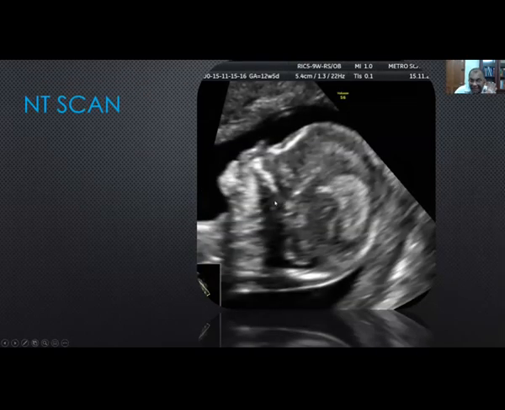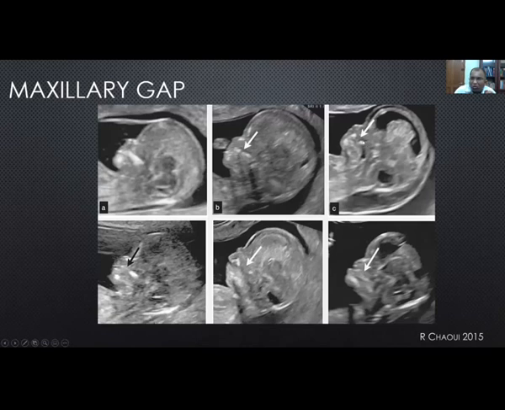The same with every NT scan image shows us the hard palate. Hard palate evaluation should be part of our NT scan. And in every NT scan, the mid-sagittal view shows us the intactness of the hard palate. So now, if there is a deficiency of more than 1.5 millimeter, this is a normal image for comparison. There's a deficiency of more than 1.5 millimeter. It is called a maxillary gap, and it increases the risk, or it can be a sign of hard palate clefts. Especially as you can see over here.